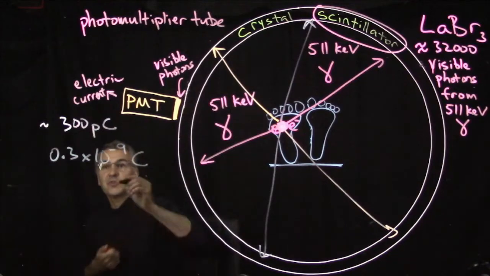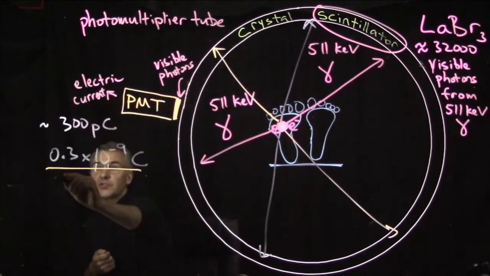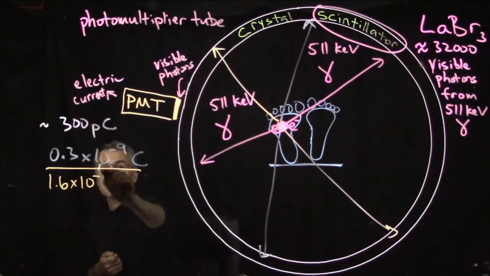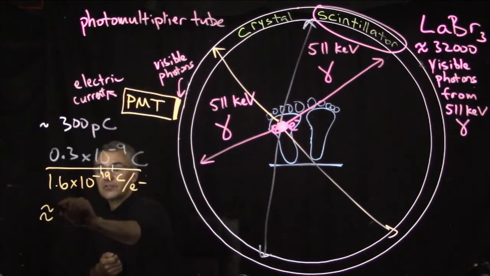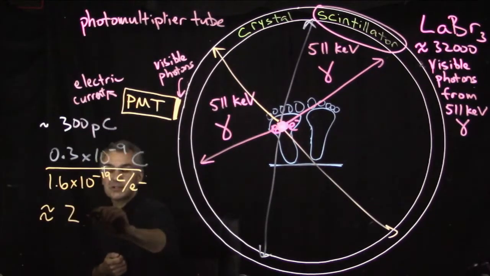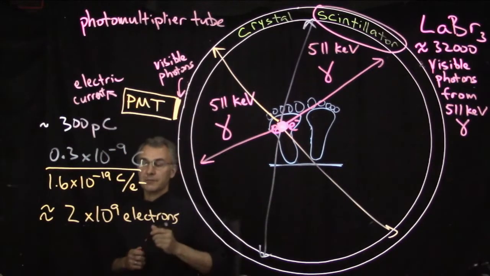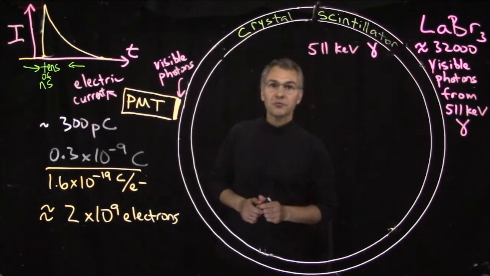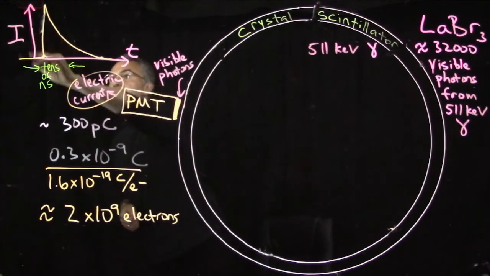And since this is physics, we might as well evaluate how many electrons this is. So if we divide by 1.602 times 10 to the minus 19 coulombs per electron, we get something like 2 billion electrons in this little burst of current that comes out over the course of several tens of nanoseconds into our readout electronics.